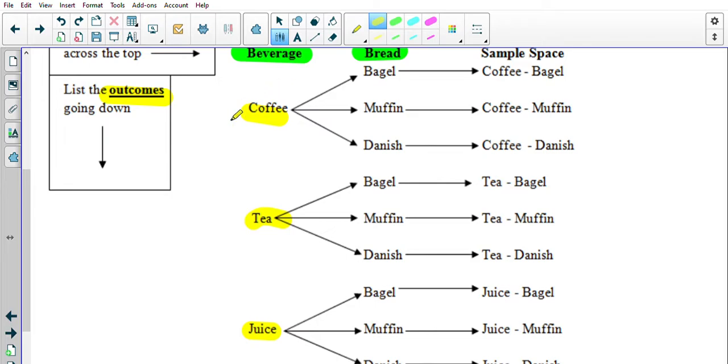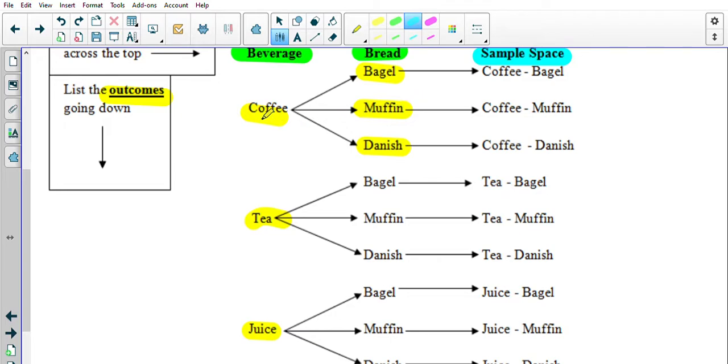Now let's just start with coffee. Let's say I choose coffee. The bread that I have, I still have three outcomes. I can choose a bagel, a muffin, or a Danish. So I still have three possible outcomes here, so I have three branches coming off of that. Now I do want to mention when I go to list my sample space, that's going to be this over here. That's me taking my beverage and bread choice and listing those out.